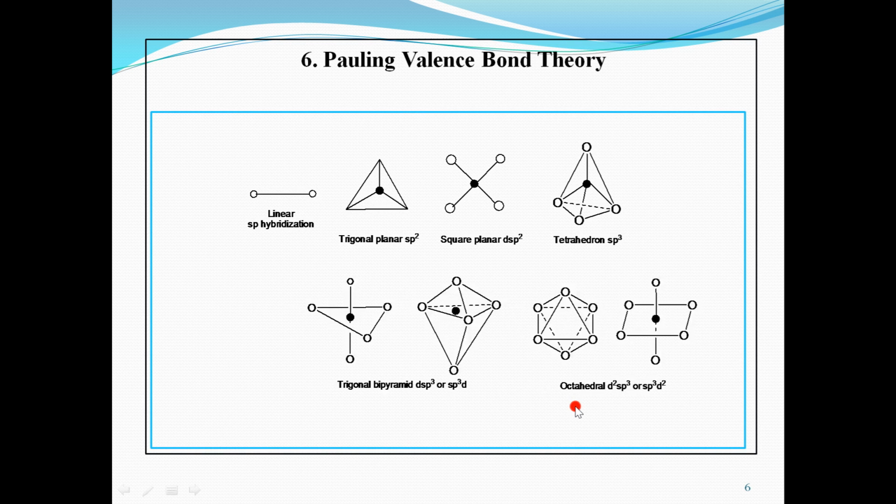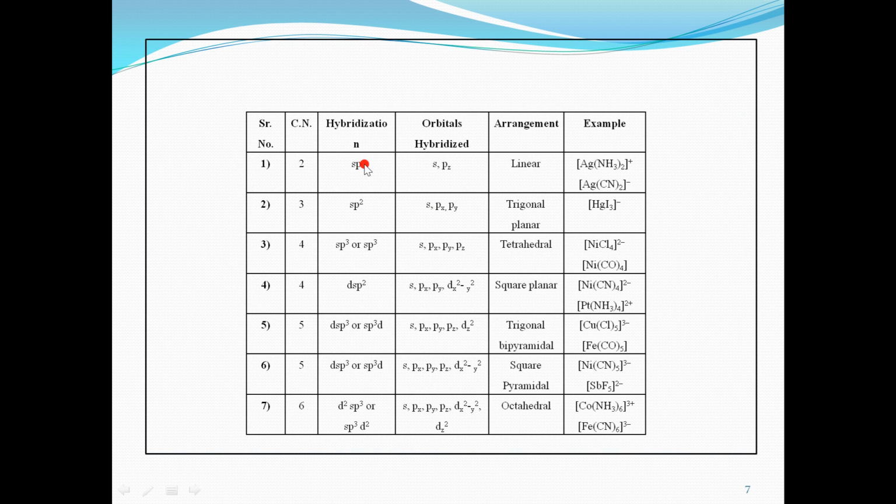Now we will discuss the examples regarding the hybrid orbitals. Here in the linear hybrid geometry, s and pz orbitals are used, and the example is [Ag(NH3)2]+. For the trigonal planar structure, [HgI3]-. For the tetrahedral structure, the hybridization is sp3, [NiCl4]2-, and for dsp2 hybridization, the square planar geometry, [Ni(CN)4]2-.